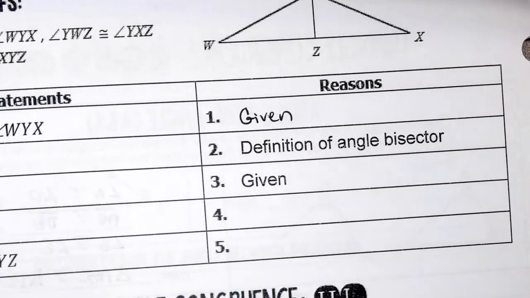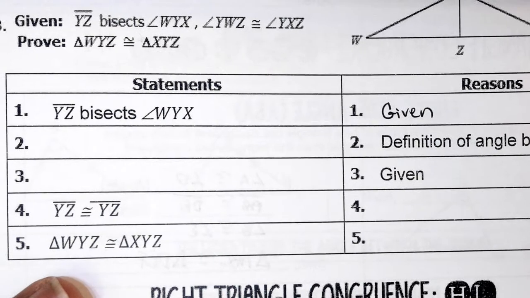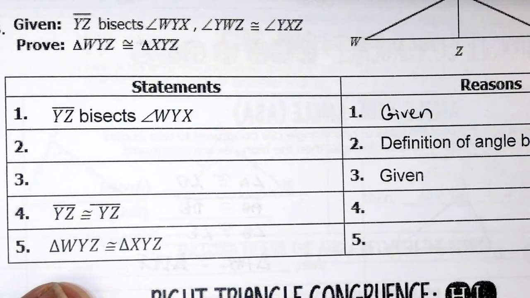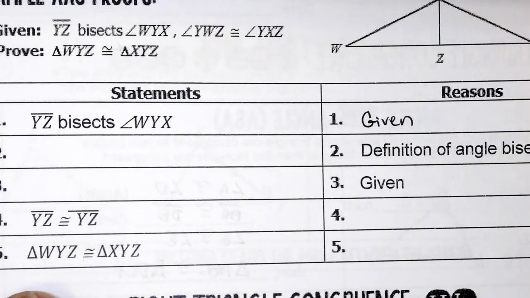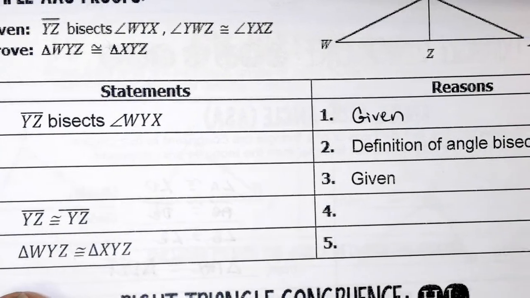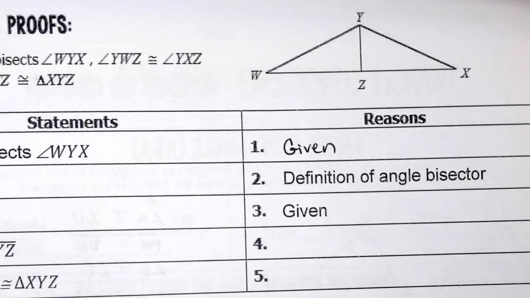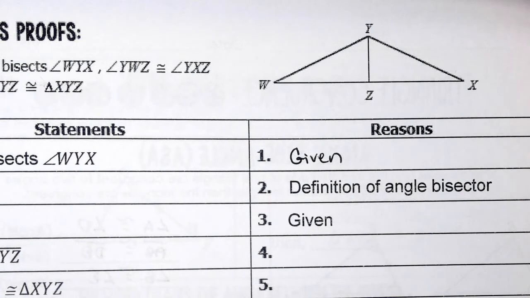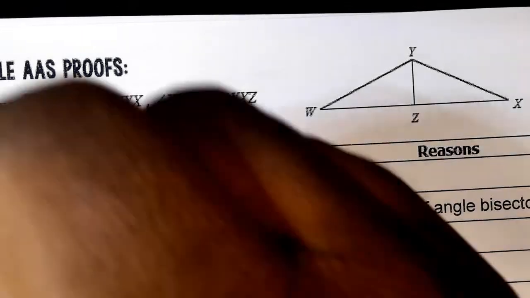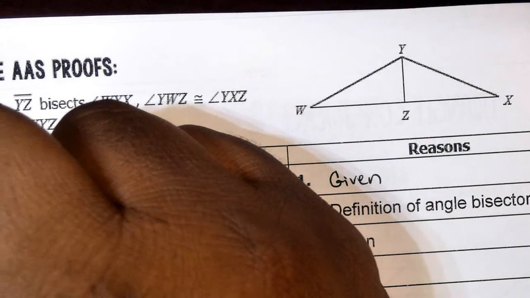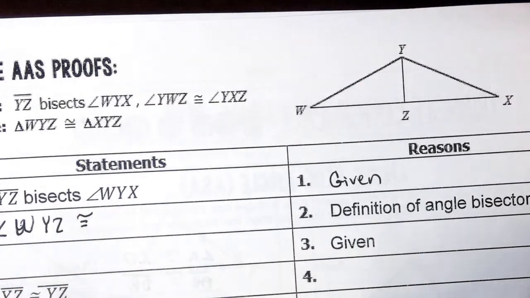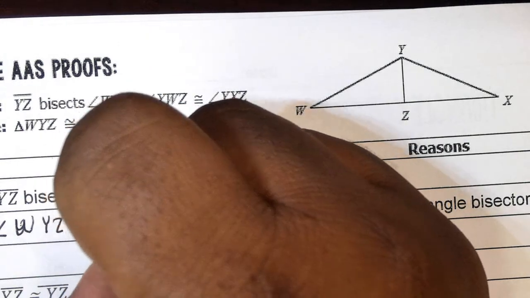The next line says definition of an angle bisector. So they told us YZ bisects angle WYX. Then the next line says definition of an angle bisector. Name the 2 angles that would be congruent based on the first line. Good. Excellent, sir. Angle WYZ will be congruent to angle XYZ.